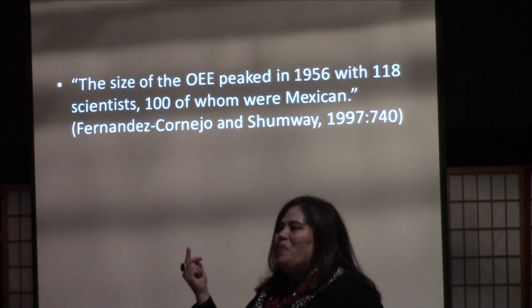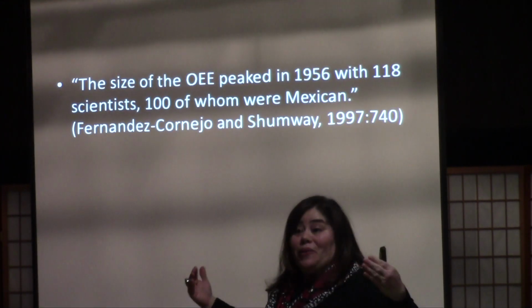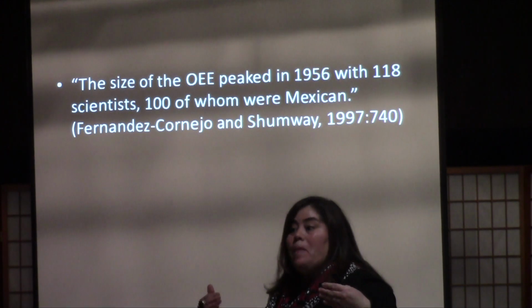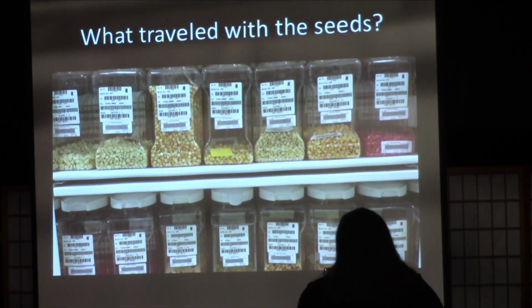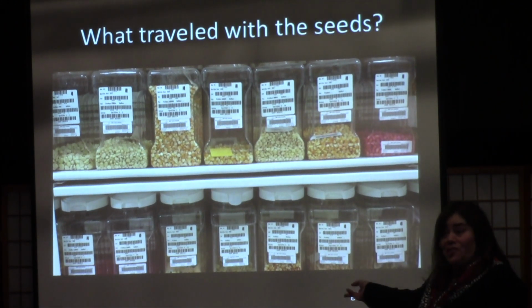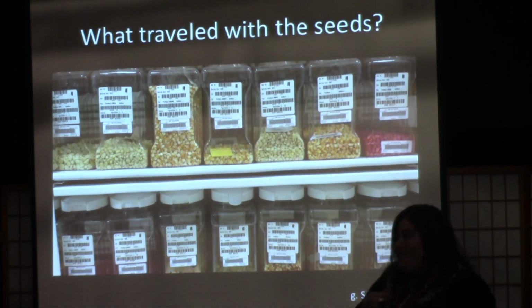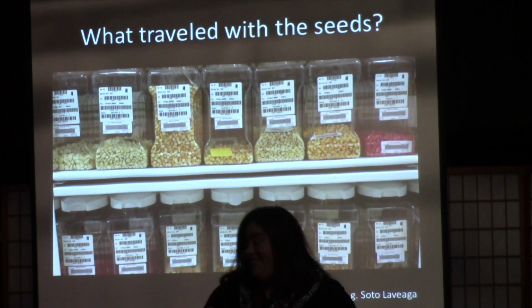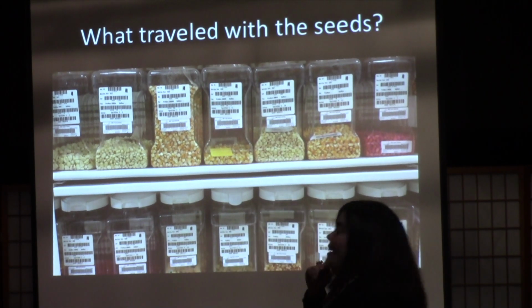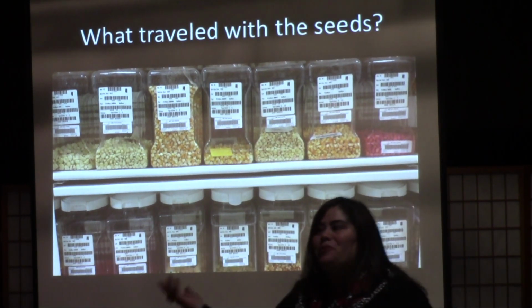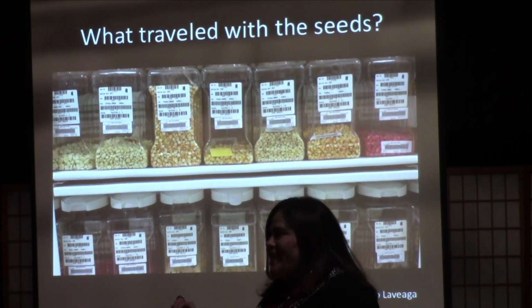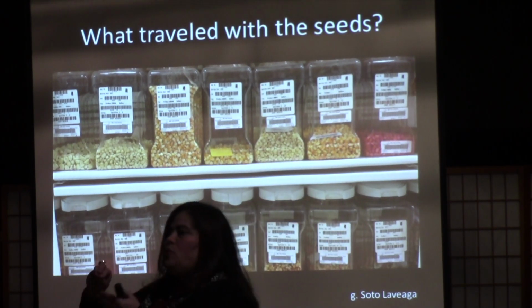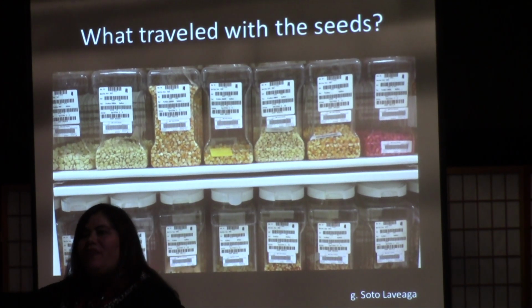We tend to think of Norman Borlaug, and not, as we all know, the army of scientists, most of whom were Mexican scientists. And this is the image that hopefully brought you to this dinner today. And hopefully you'll feel like you had a good meal beyond the actual food that you're having. So my question is, what traveled with the seeds? Was it just the technology and the science? Or what else travels when you move seeds from one space to the other?